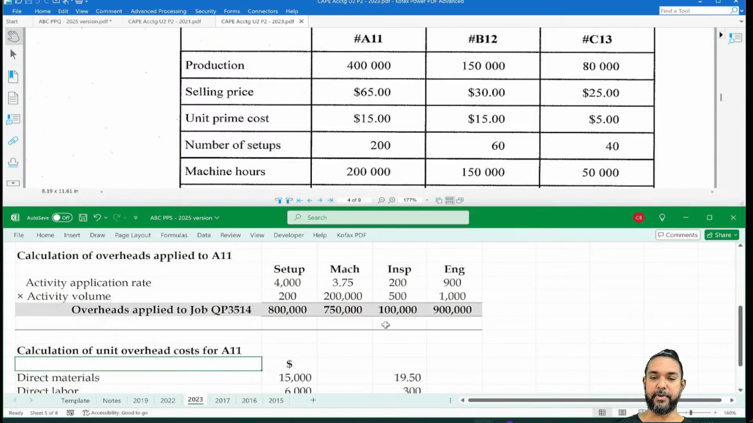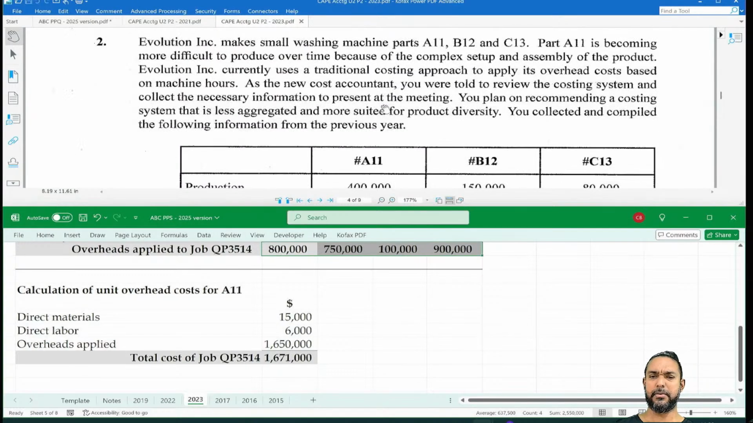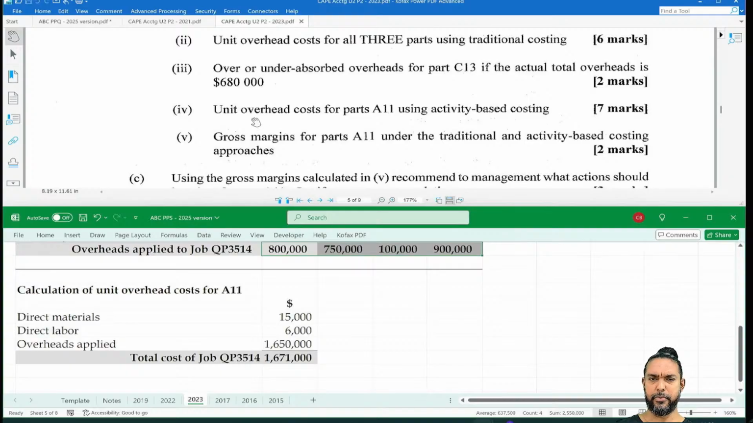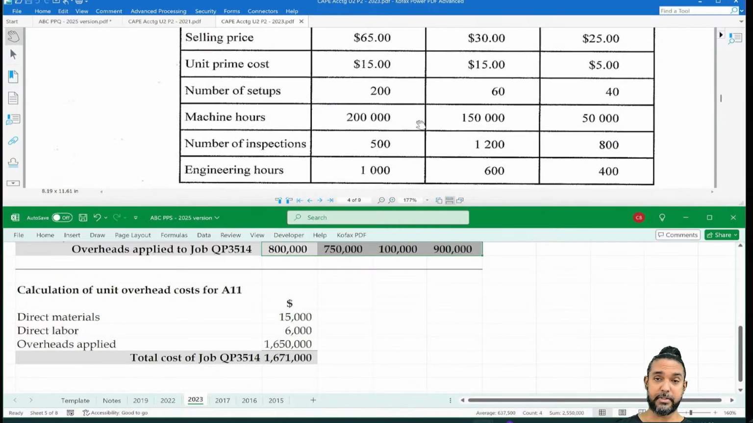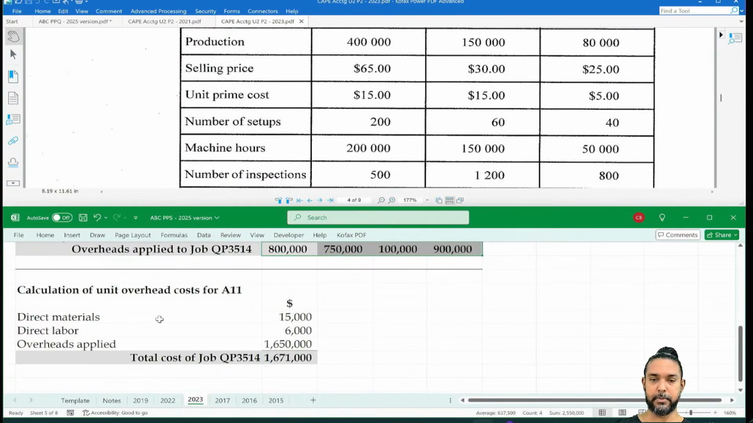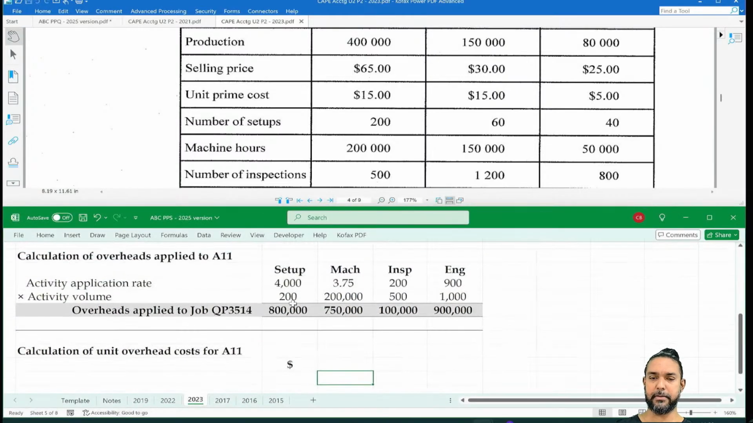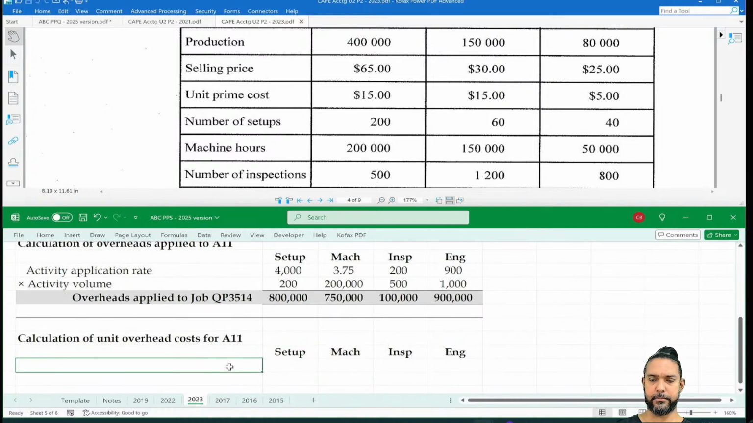So when they say unit overhead cost, they mean the overhead cost per unit, right? So all we're going to do is actually take each of these and divide it by the number of units, all right? Now, hold on. You collected and compiled the following info from the previous year. Unit overhead costs for part A11. Okay, cool. Well, that's what they wanted, so that's what we're going to give them, right? Okay, so we're going to take out that. Okay, cool. So we're going to need this.